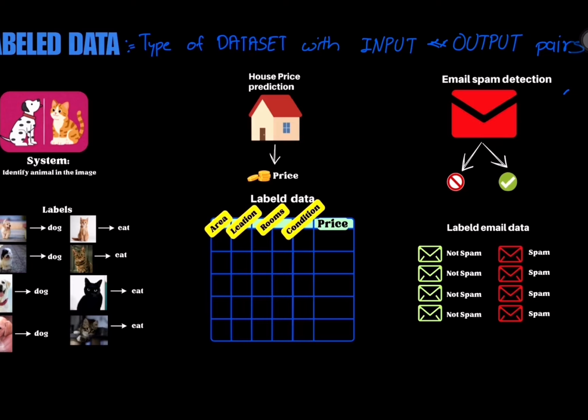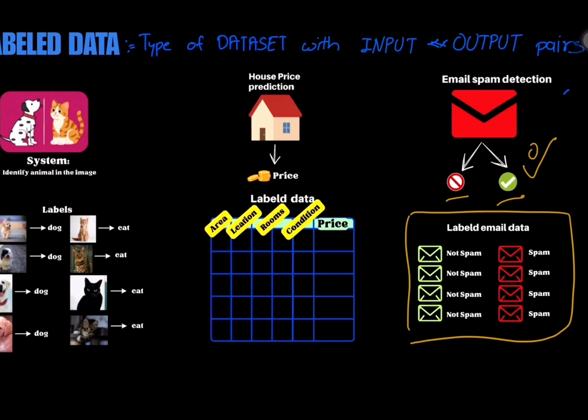And this is the third example, where I want to create a system that, whenever I give it an email, can tell me whether this email is spam or not spam. For that also I will have labeled data, where I will have many emails with their true answers, which is spam or not spam. So these are my labels.